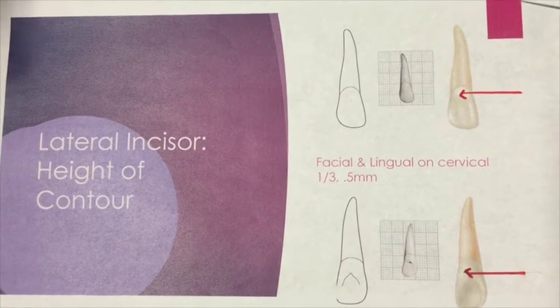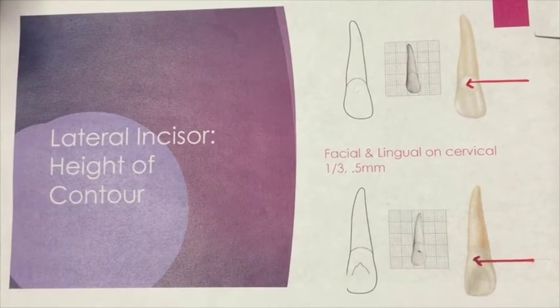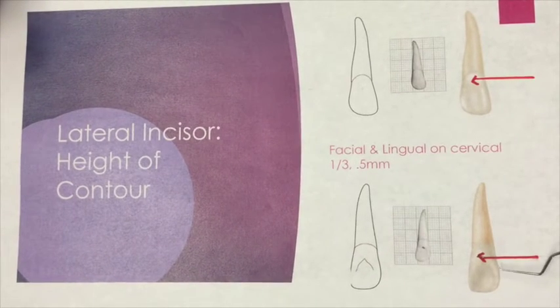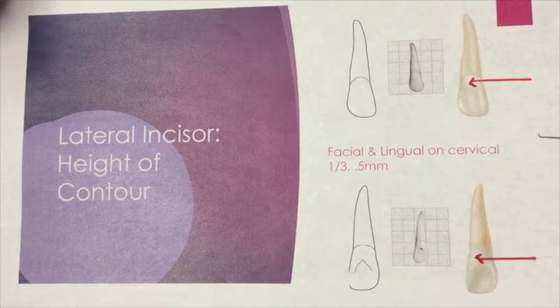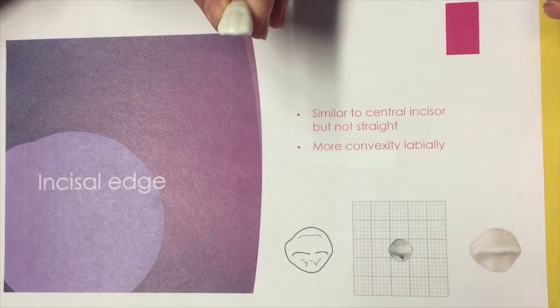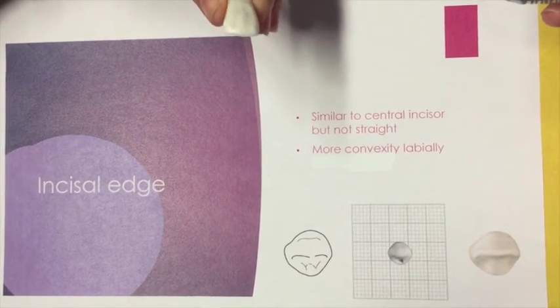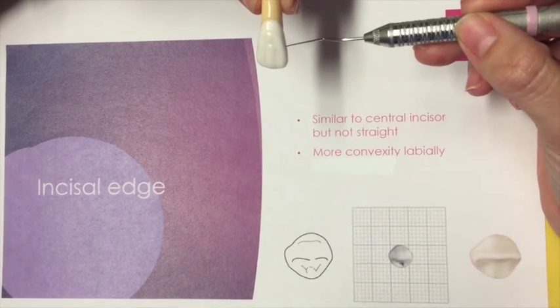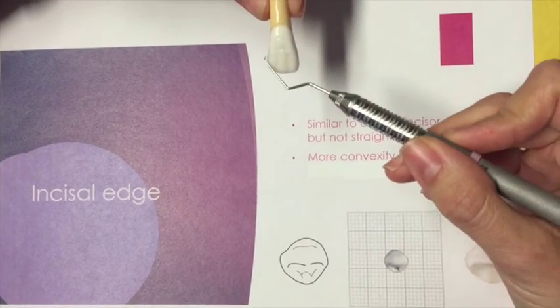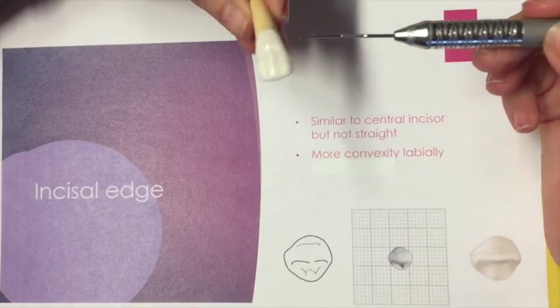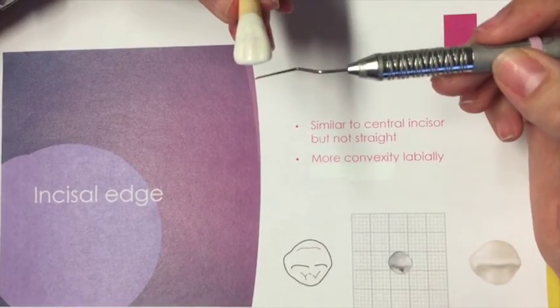Maxillary lateral incisor. The height of contour is going to be located facially by the cervical third and lingually by the cervical third. It's going to measure about 0.5 millimeters. From the incisal edge view, the lateral incisor is going to be very similar to a central incisor, but it's not going to be straight on the mesial incisal angle. In this case, it's going to be rounder, and the distal incisal angle is going to be rounder as well. It's going to show more convexity on the labial side.